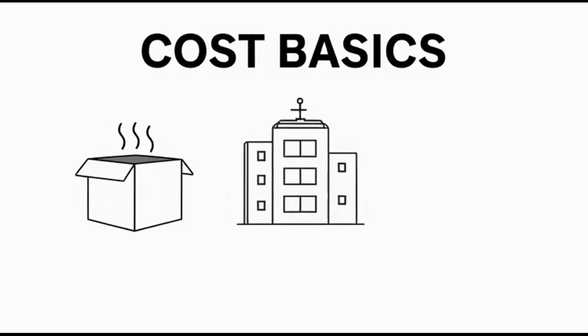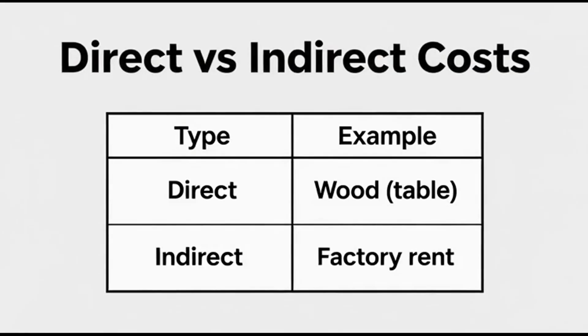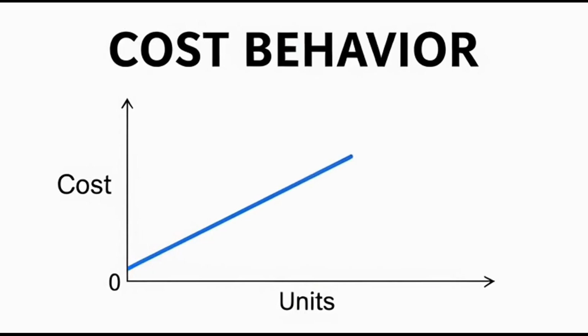A cost object is anything you want to measure cost for. Direct costs are traceable, indirect costs are shared. Total cost increases, but cost per unit stays constant. Total stays the same, but per unit cost changes.